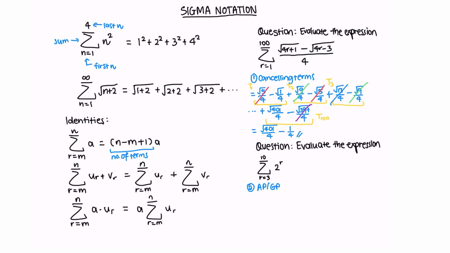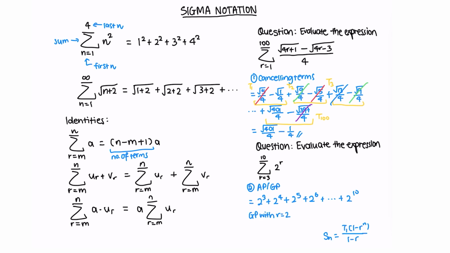The next one, we're going to solve with AP or GP. What I like to do with sigma notation, as you can see even in the first example, is list out the terms. So what I'm going to do is list out the terms. Okay, so I've listed out some terms. So what is this? Is this an AP or GP? This is actually a GP, with common ratio equal to 2.